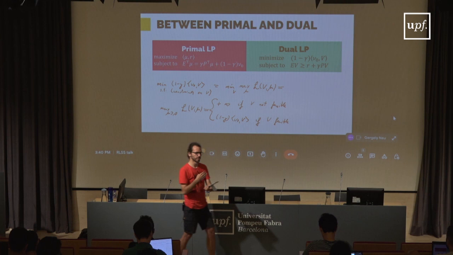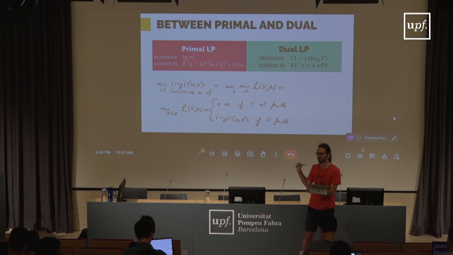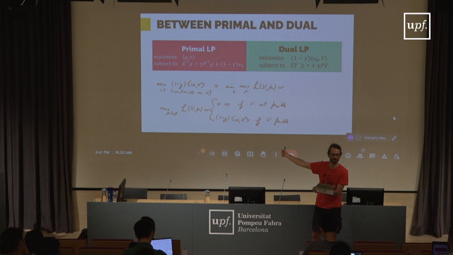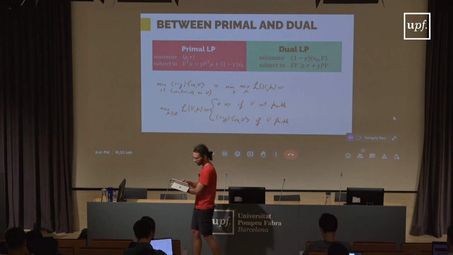So this Lagrangian function has the special property that if v is not a feasible point, then mu can choose to go to infinity and set the value of this function to plus infinity. As a result, if I want to minimize the maximum of this function with respect to mu, I am truly just minimizing the objective function on the feasible set. This is the key idea of Lagrangian duality, which inspires this saddle point formulation.